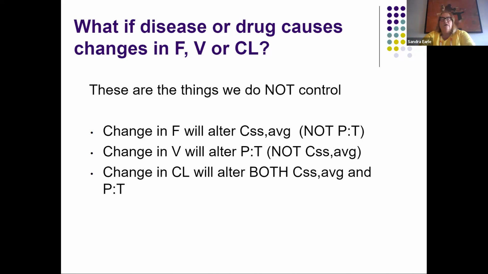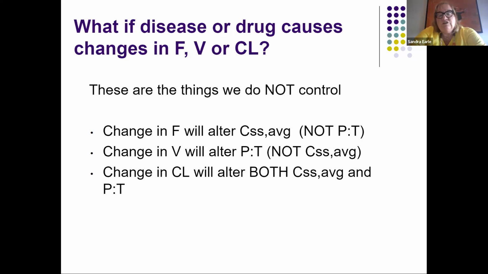And therefore, you may need to extend your dosing interval to respond to that. But that change in volume of distribution will not affect CSS average. It will only affect your peak to trough ratio. So a change in bioavailability affects CSS average, not peak to trough ratio, and therefore will cause a need to change in dose rate. And a change in volume will alter your peak to trough ratio, but not your CSS average. So you'll need to make a change in dose interval, but not your dose rate.